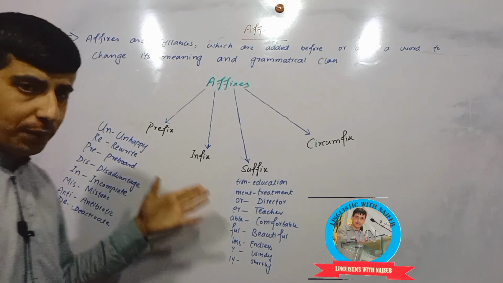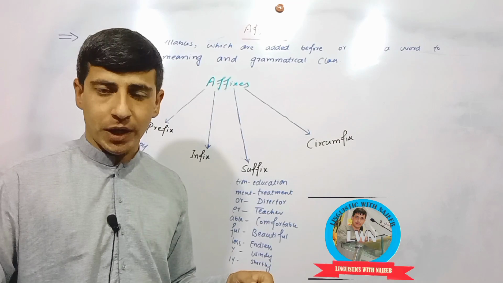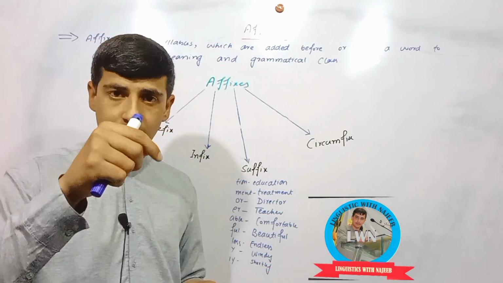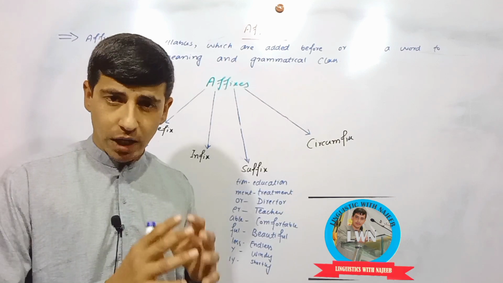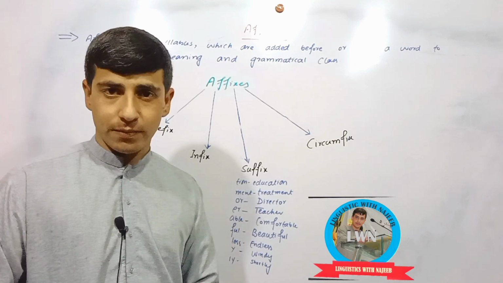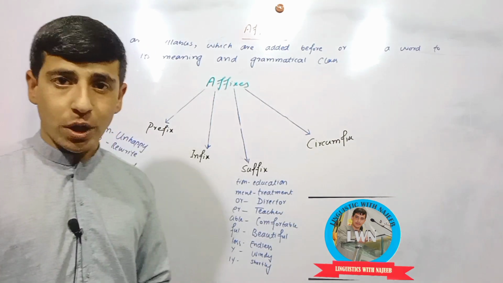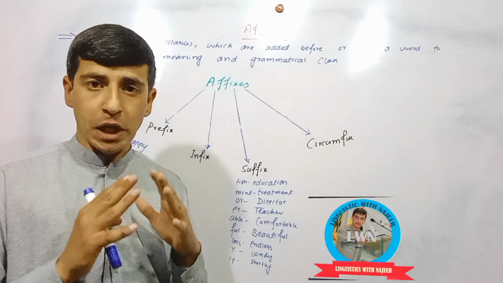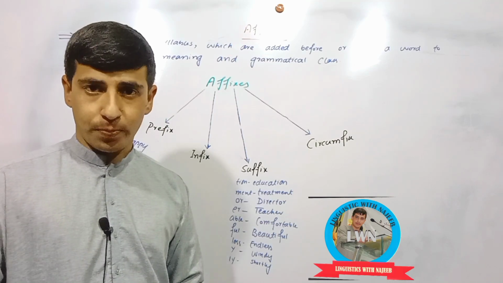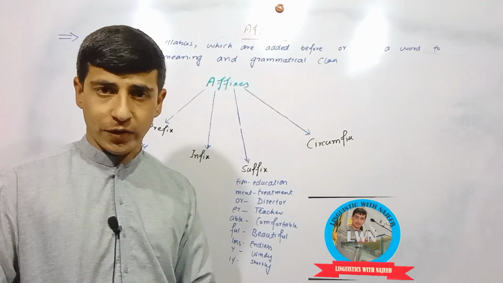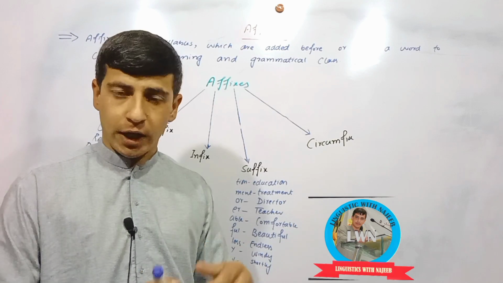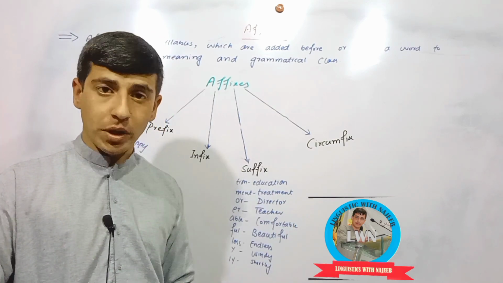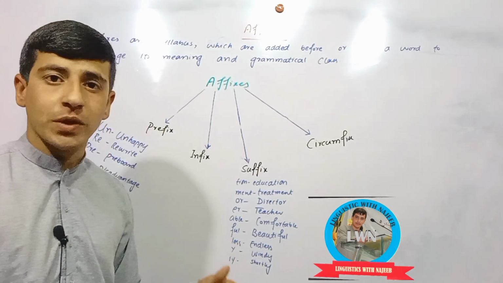The next type is called the infix. An infix is a syllable that is added inside a word to change its meaning. According to ChatGPT or Google, there is no infix in English. We do have infixes in other languages, like in German, French, and Greek, but we don't have any infixes in English.